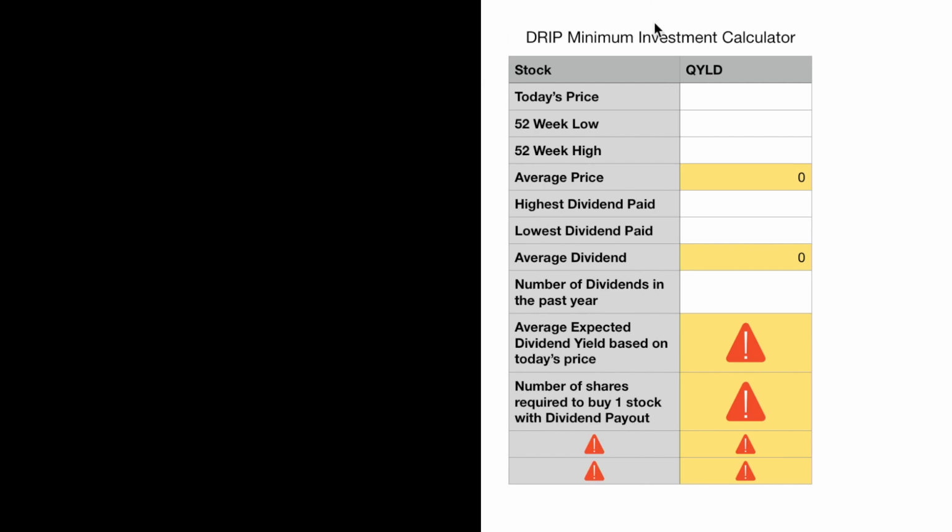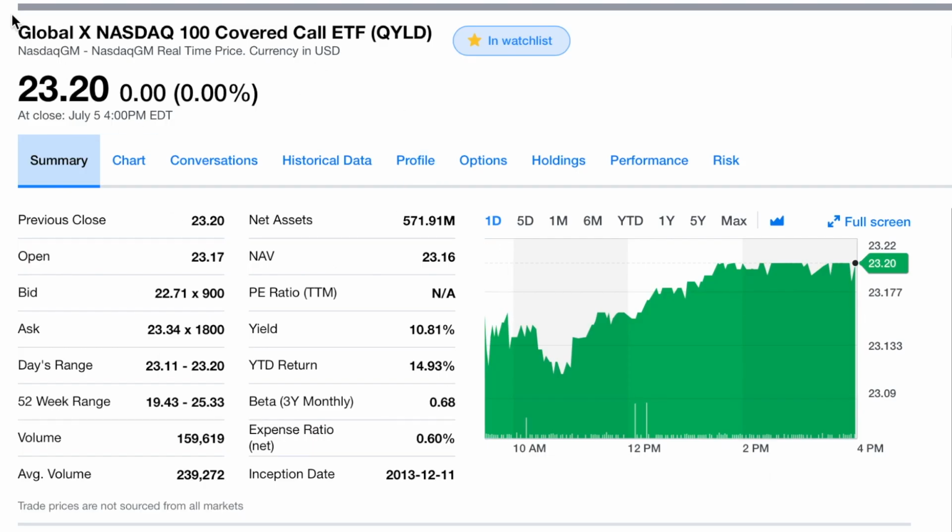When I open up the file, it's called the DRIP Minimum Investment Calculator. And today we're going to be looking at a stock which is QYLD. Pull this up on Yahoo Finance and take a look. So it's the Global X NASDAQ 100 Covered Call ETF, QYLD.